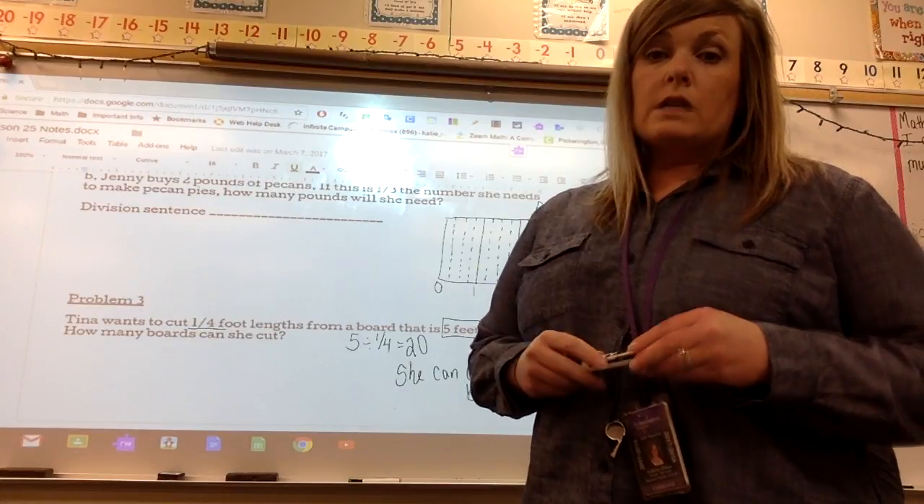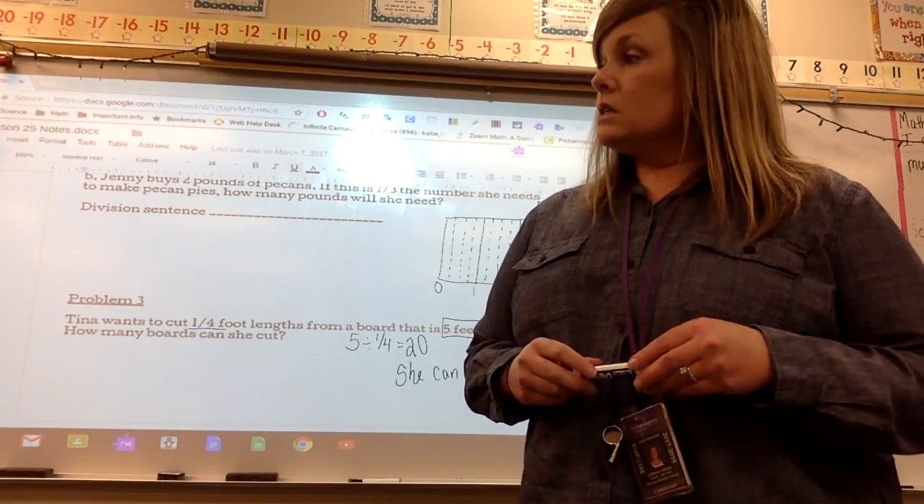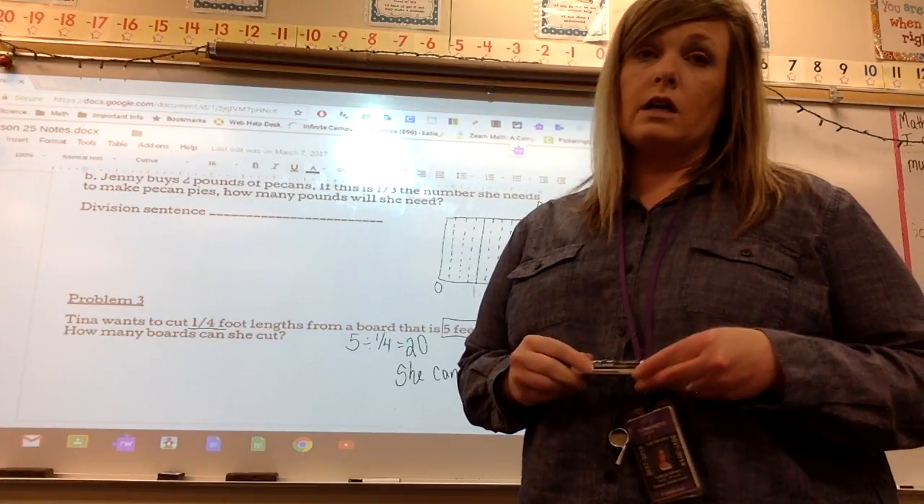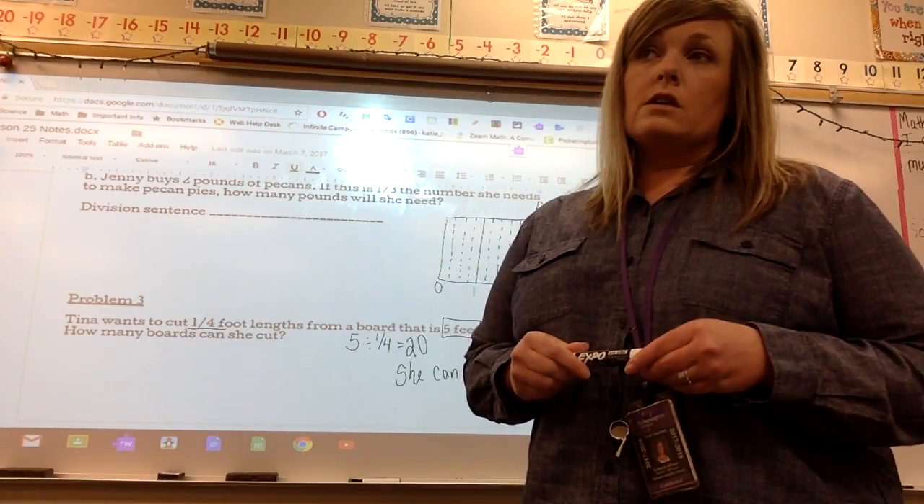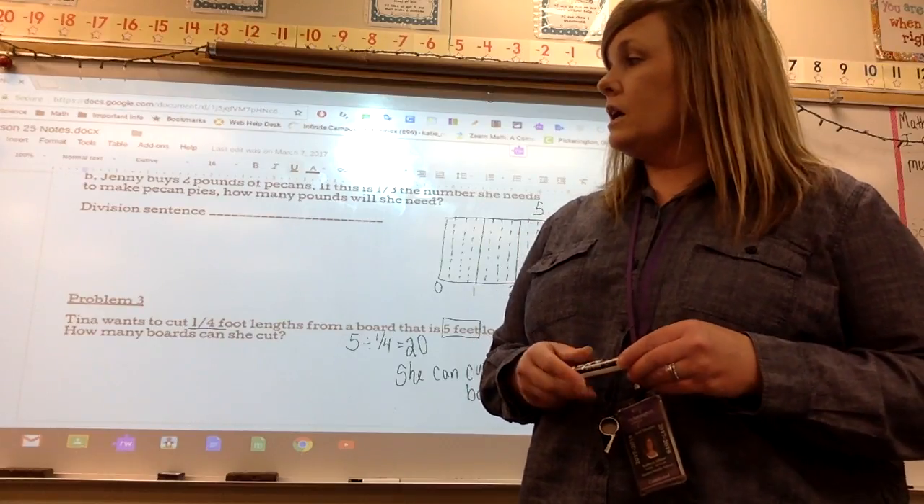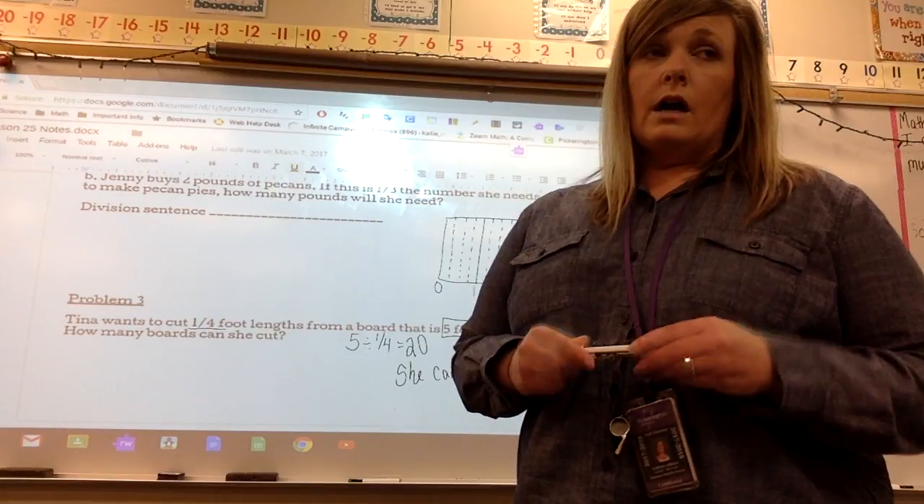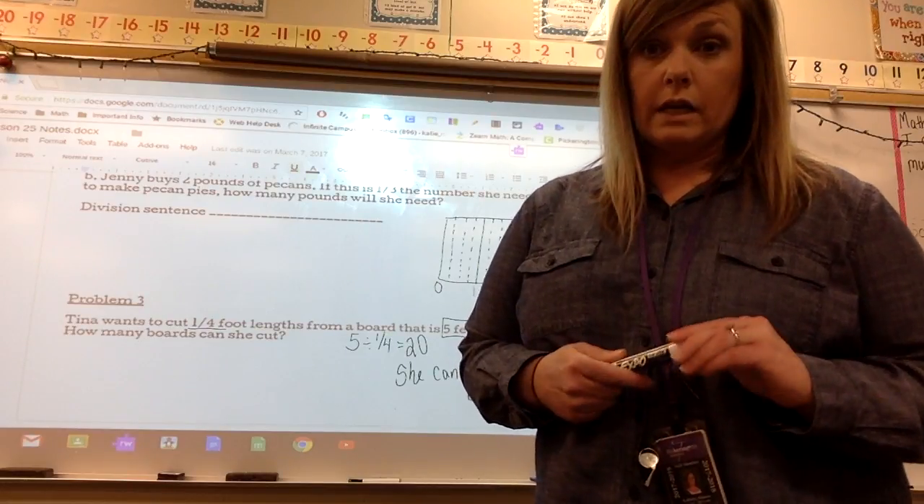The next thing is your 4C activity, which remember is independent. It's the tic-tac-toe board. A lot of you have already started it, and it's either turned in already or it is in your homework folder. And if you need a copy, it's on the front table. Good luck, and I will see you in a little bit.